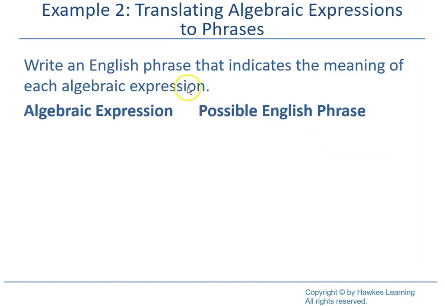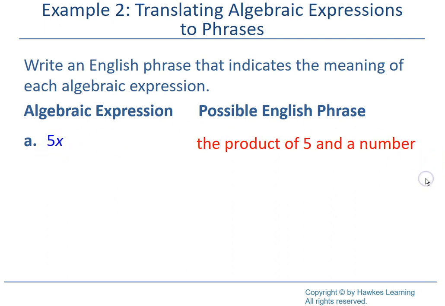Okay, now here what we're going to do is translate algebraic expressions into English phrases, going the other way. So again, there are a variety of possibilities, but if you said 5 times x, the product of 5 and x, and we can think of x here, they usually refer to it as a number. And x in algebra is often used, as I mentioned earlier.